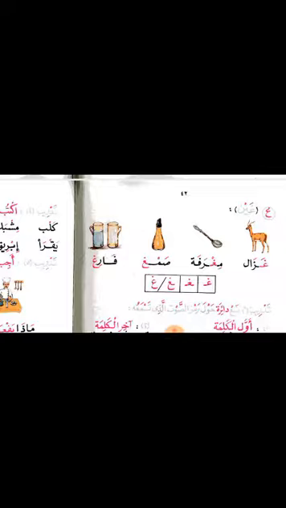غزالون من غزل. مغرفة, سكوب, scoop. Okay. صمغ, glue. Okay, glue. Farihun. What is farihun? Farig means empty.